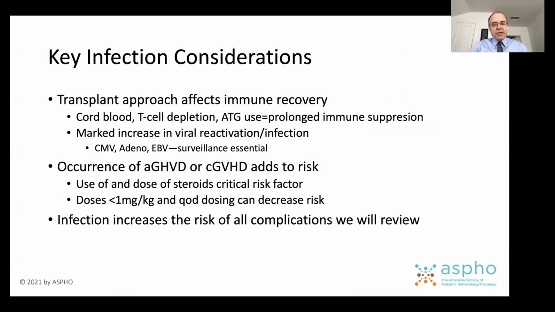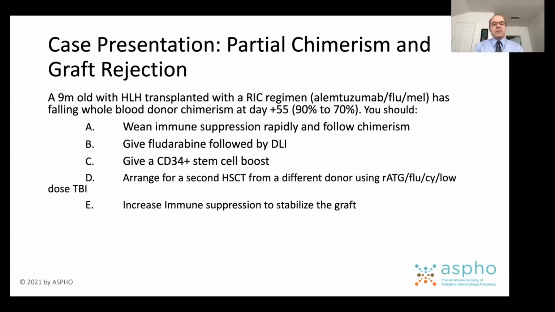But some key infectious considerations for you to keep in mind are that the transplant approach affects immune recovery. So if you're going to do a cord blood, a T-cell depleted approach, or you're going to use serotherapy, you know you're going to have prolonged immune suppression. So you have to modify. If you're going into transplant with a potential infection, you're going to have to be really cognizant of that. In addition to that, occurrence of acute or chronic GVHD adds to risk, especially if you go over 1 milligram per kilogram of steroids. You really can increase your risk for fungal infections. So all of the complications that I'm going to now review are related to that. So keep that in mind about the relationship of infection to everything else that goes on in the transplant time.